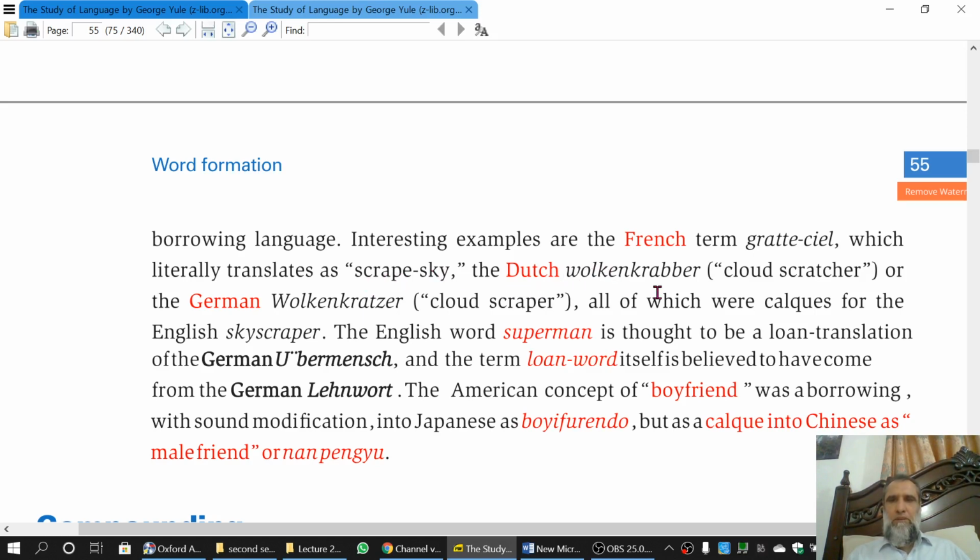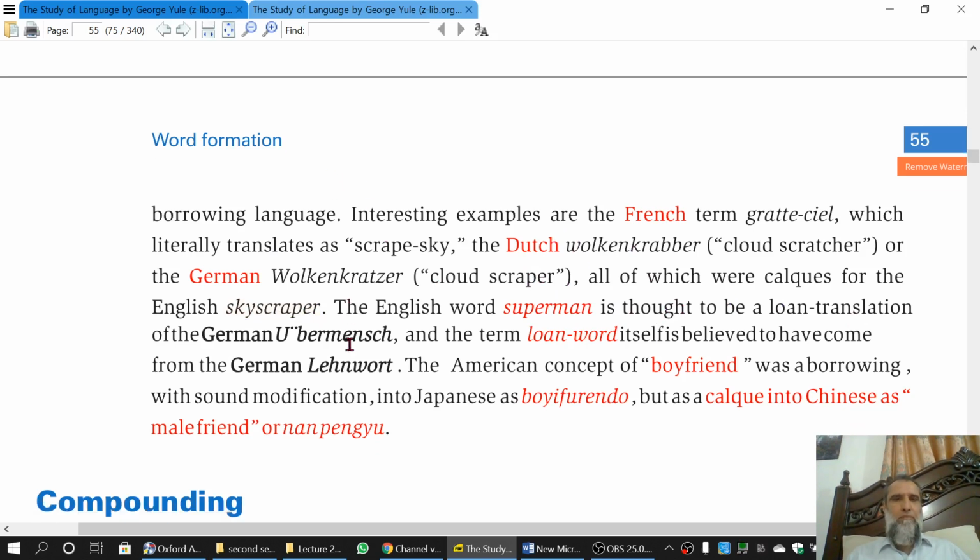There is then the Dutch word wolkenkrabber, which again is a reference to the skyscraper, a very high building. It means cloud scratcher. Or there is the German word Wolkenkratzer, the cloud scraper. So these are all the calques for the English skyscraper. That is, skyscraper is translated into Dutch and then borrowed as a word.